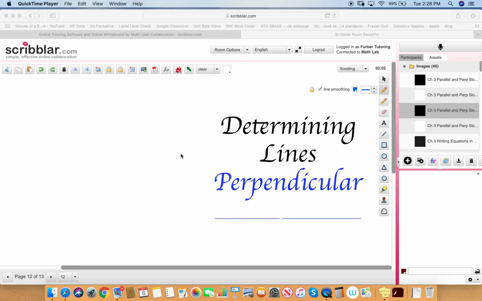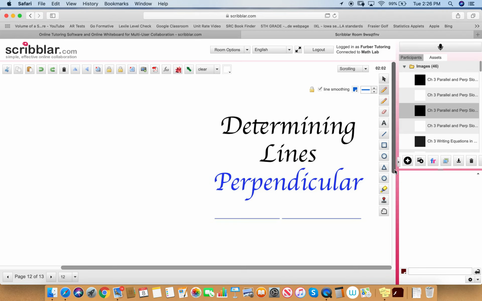Now we're going to look at linear equations that are perpendicular to each other. The parallel lines that we did in the previous videos have the same slope. With perpendicular lines, which we are referring to as lines that intersect to form right angles, it just so happens that the slopes of all perpendicular lines are opposite reciprocals of each other.